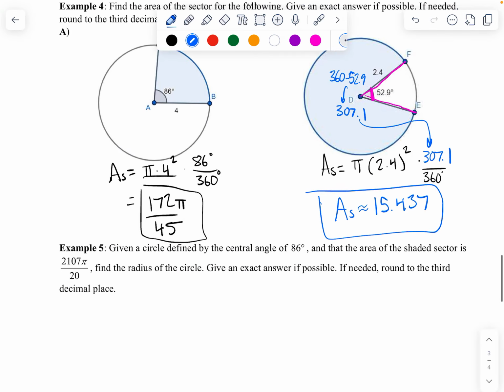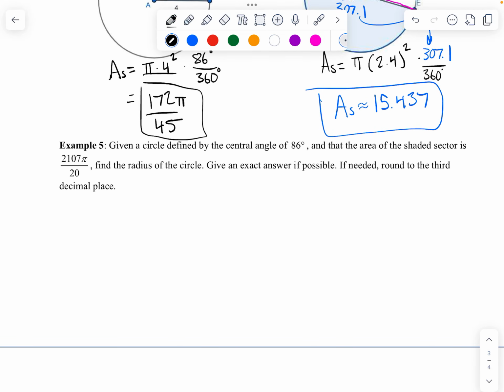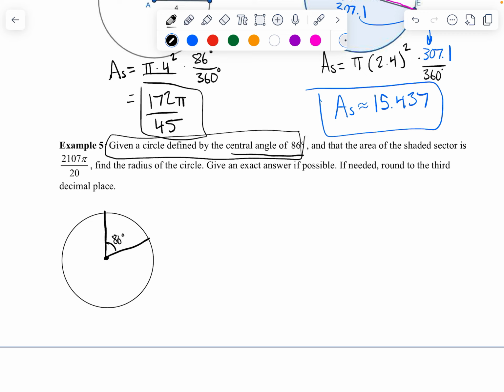Okay. Example 5, the last but not least moment. So given a circle defined by the central angle of 86 degrees. Stop. Break it down. Given a circle, right, is defined by a central angle of 86. Remember, a central angle is an angle at the center of the circle. That's what that means. This is your diagram, and you got all of that from the first couple of words.